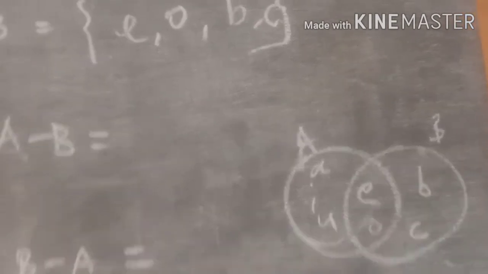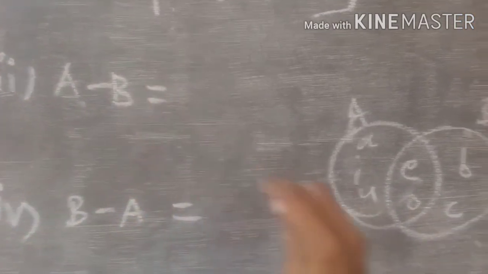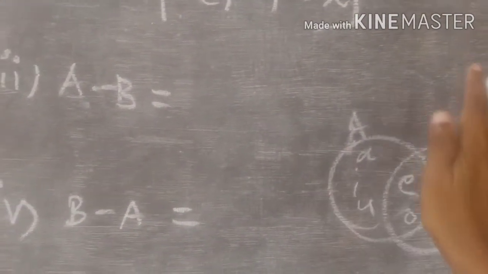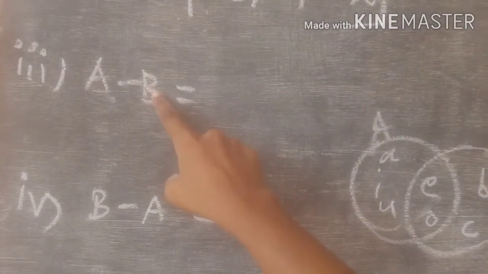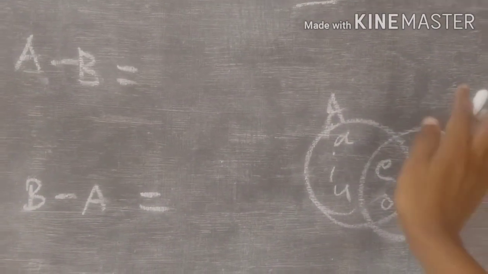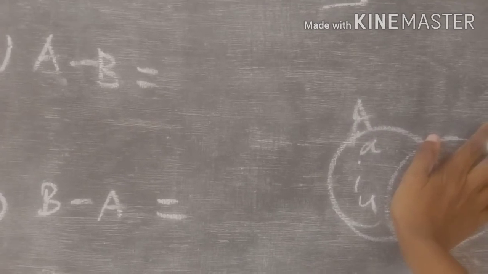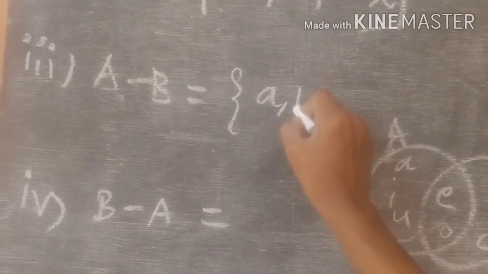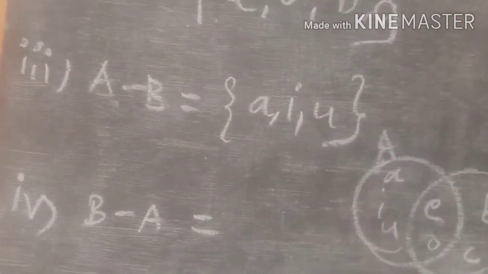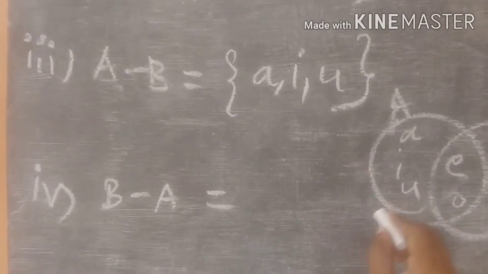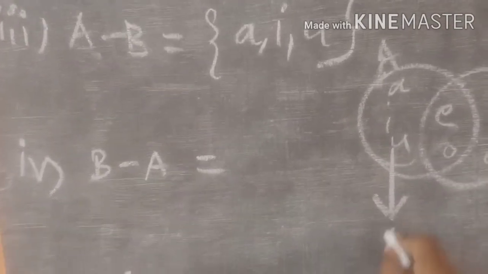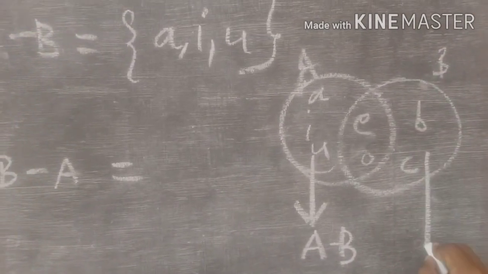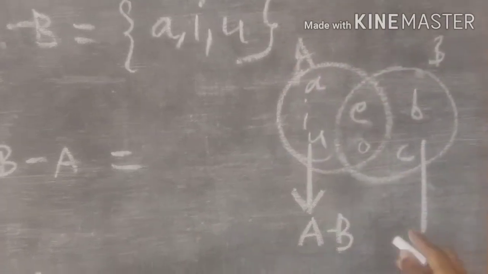So A minus B means you have to hold the second set. What is in the second one? B set. So you have to hold the B set. What is the remaining answer? A, I, U. That is the answer of A minus B. So now you can easily identify this part name is A minus B, and this part obviously B minus A.